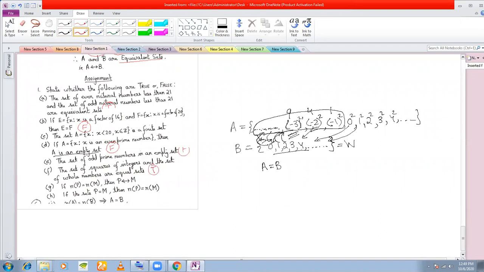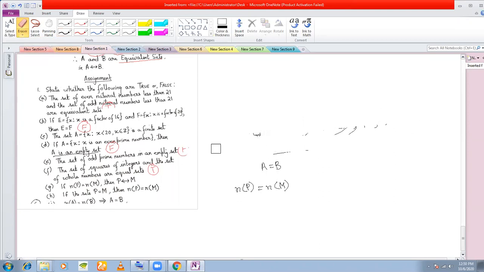Okay. Next question, 1G. If the cardinality of P is equal to the cardinality of M, or the cardinal number of P is equal to the cardinal number of M, then P is equivalent to M. I have told you the definition of equivalent sets. A is equivalent to B is written as A, a double-headed arrow, B. Okay, this is the way we write A is equivalent to B.